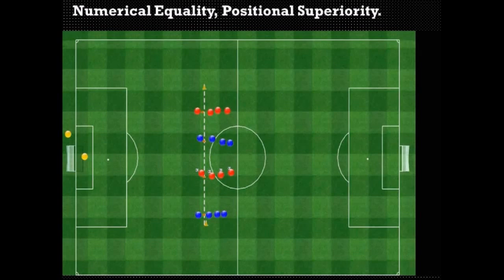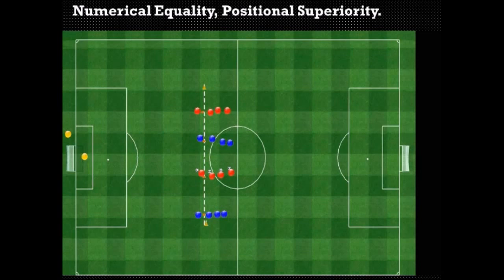Numerical equality and positional superiority. So here we have, again, we're working on the concepts of numerical equality, numerical superiority, numerical inferiority, and also now positional superiority. So here you're going to see that very clearly, for the ones that don't understand positional superiority. This example I think is very illustrative.